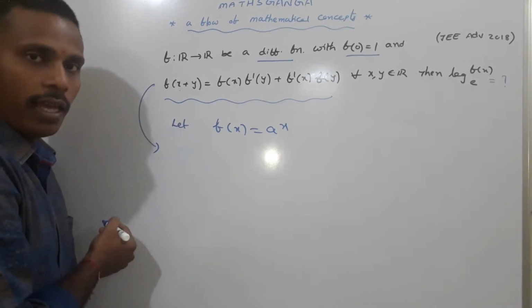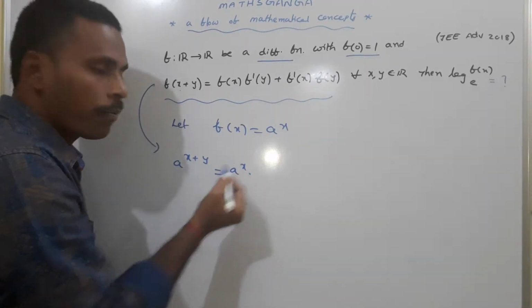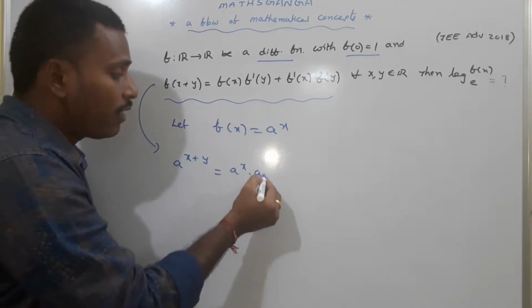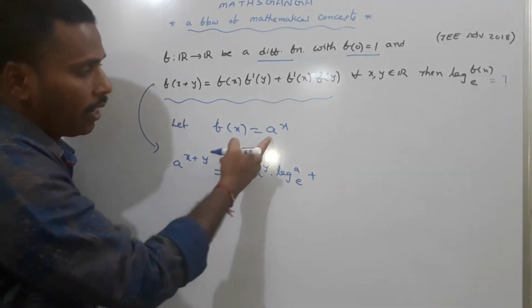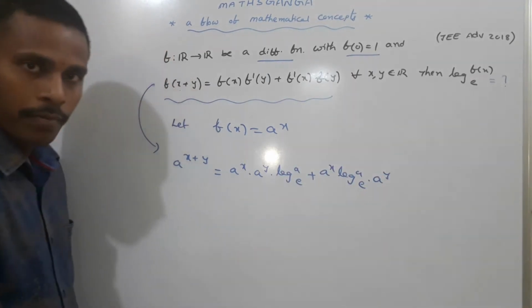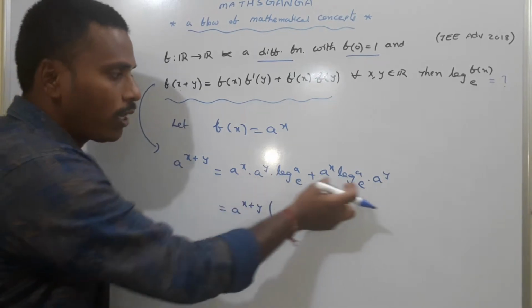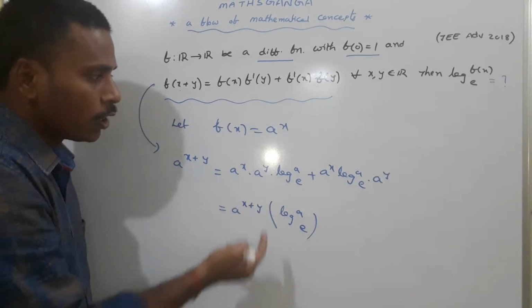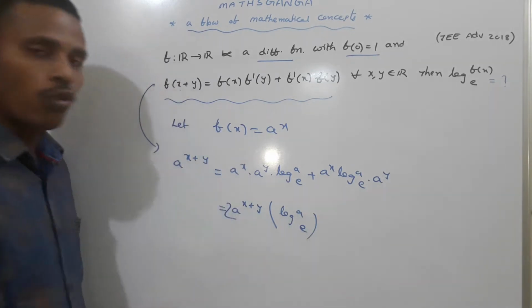So what is f of x plus y? It is nothing but a power of x plus y. f of x is a power x, f of y is a power y, and its derivative is a power y into log a to the base e, plus f dash of x, the derivative of a power x, is a power x into log a to the base e, and f of y is a power y. If you observe the right side, again you are able to pick out a power x plus y, log a base e. There are two terms, a power x plus y log a base e, so two times this one.